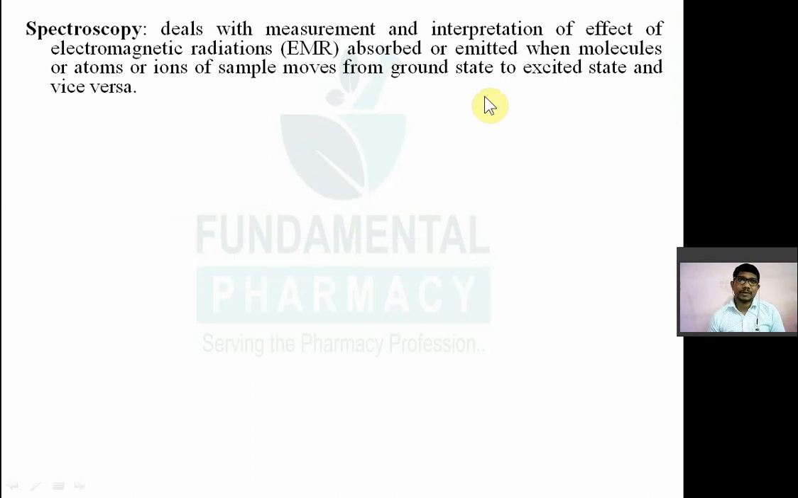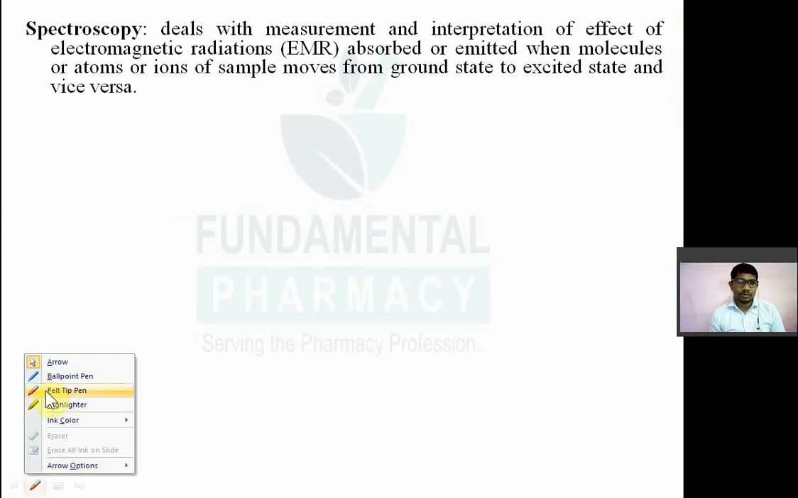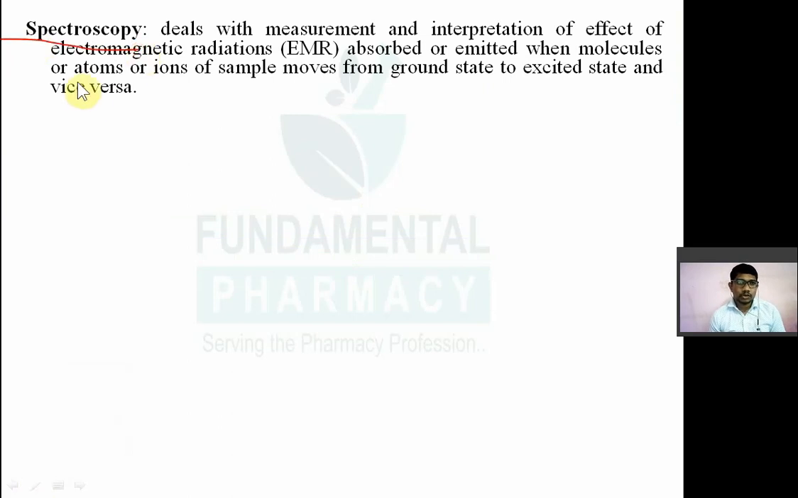What do you mean by spectroscopy? The term spectroscopy is made up of two words. The first word is spectro. Spectro is spectrum and scopy means measurement. What is a spectrum? Spectrum is an electromagnetic spectrum, EMR, electromagnetic radiations, a spectrum or a band of electromagnetic radiations.